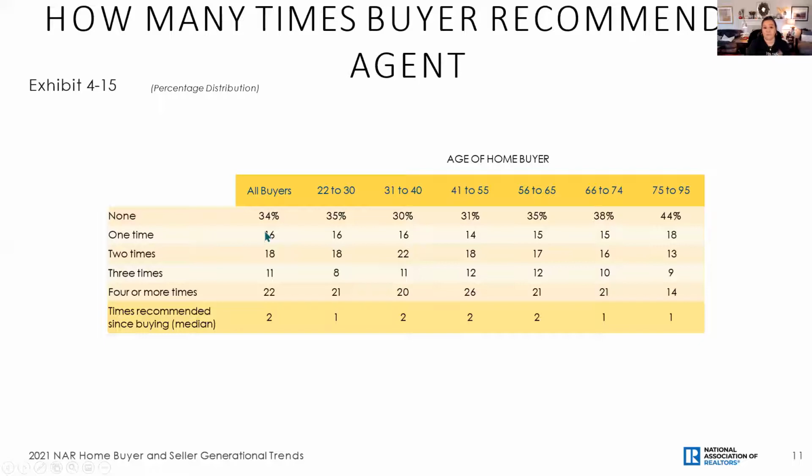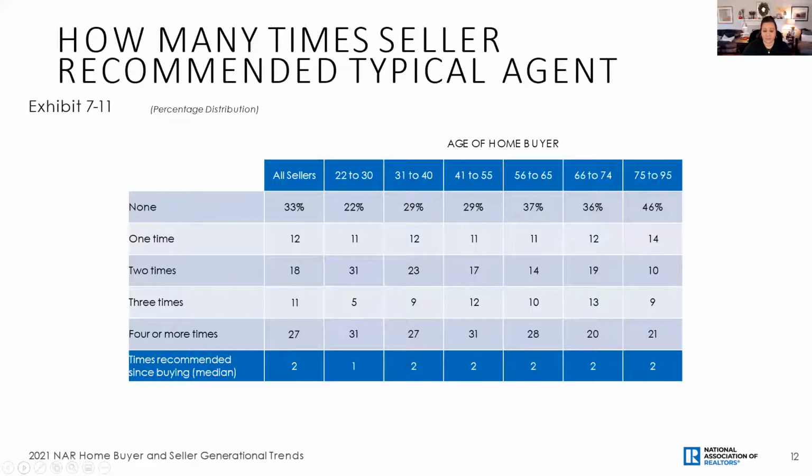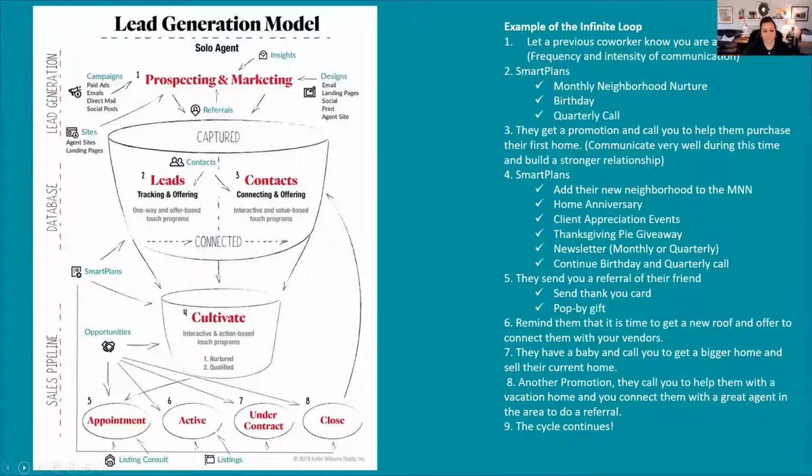Now, is that the buyer's fault or the agent's fault? 100% the agent's fault, just like my story, right? So once you close a buyer, that is not where your story ends with that buyer. We are going to discuss the infinite loop sales model in the next few slides, and they really show the importance. Same thing with the sellers, how many sellers actually recommended their agent. Again, 33% of all sellers said they did not, right?